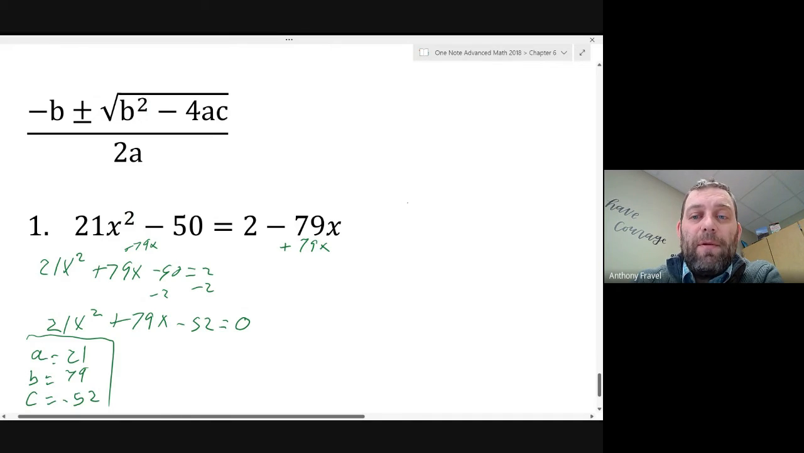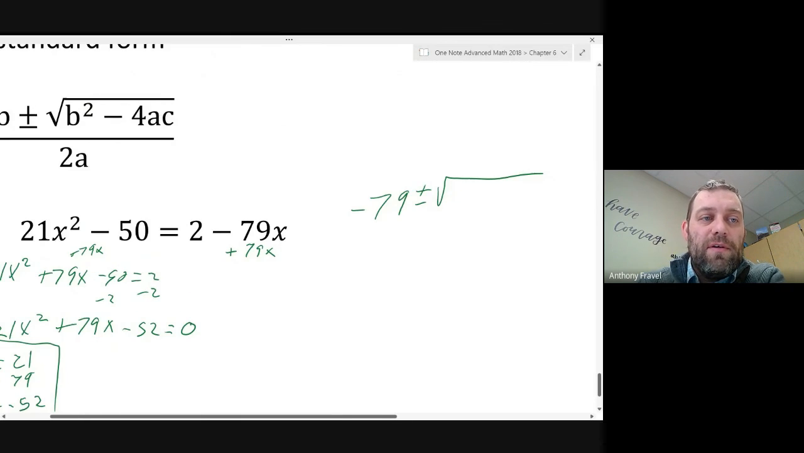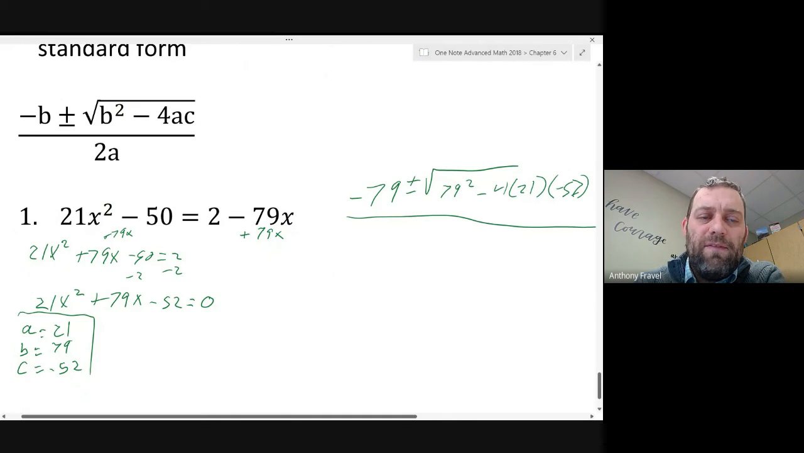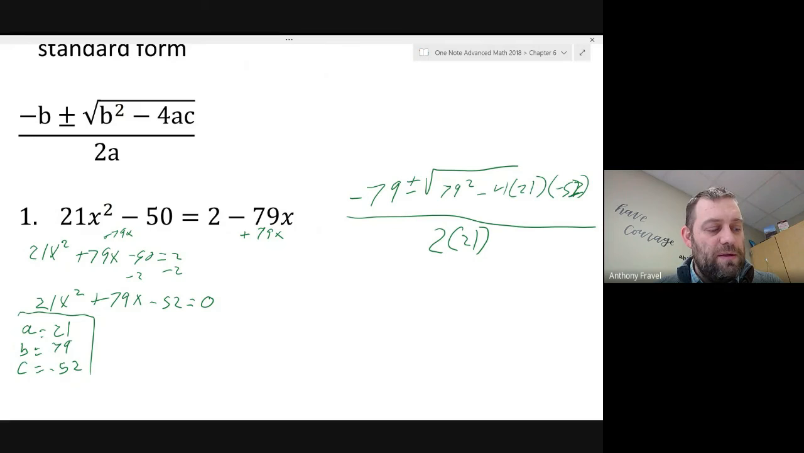So negative B, I'm going to rewrite it as negative 79 plus or minus the square root of, slide over a little bit, B squared, so 79 squared minus 4AC, 4 times 21, and then C is a negative 52. All of that over 2A, so 2 times 21. Bear with me while I'm pulling out my calculator to get these ones done.